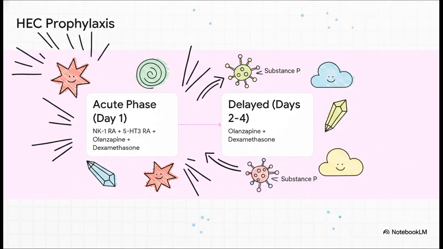When we're dealing with high-risk chemo, we have to be aggressive. We go in with everything we've got right from the start. On day 1, to cover that acute phase, the gold standard is a 4-drug combo: an NK1 receptor antagonist, a 5-HT3 receptor antagonist, olanzapine, and dexamethasone. Then, to cover the delayed phase, which remember is driven by substance P, we keep them on the olanzapine and dexamethasone for days 2, 3, and 4.